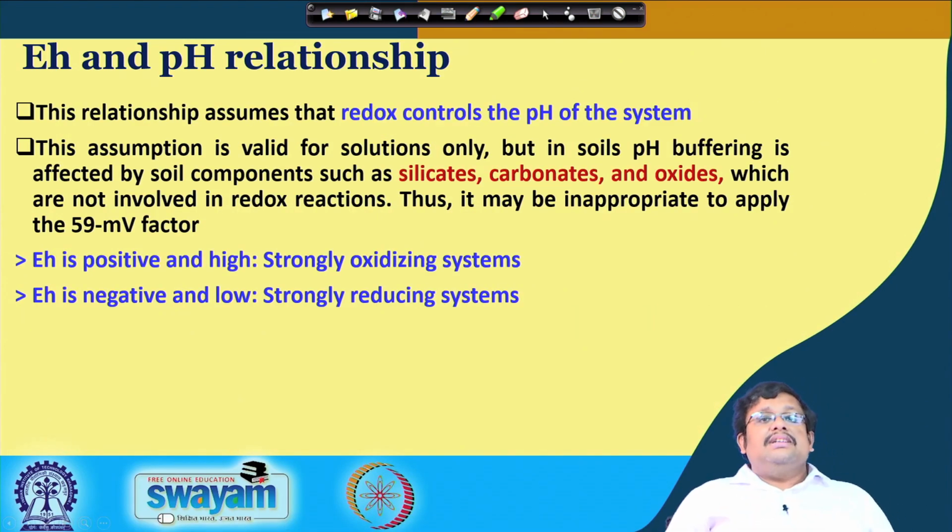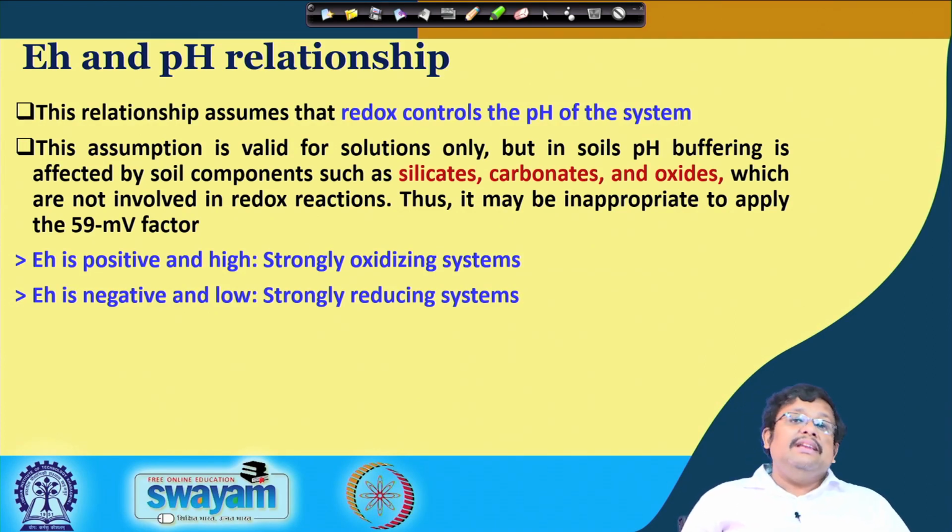Now, this relationship assumes that redox controls the pH of the system, and this assumption is valid for solutions only. But in soils, pH buffering is affected by soil components such as silicates, carbonates and oxides, which are not involved in the redox reactions. Thus, it may be inappropriate to apply the 59 millivolt factor in the case of soil.